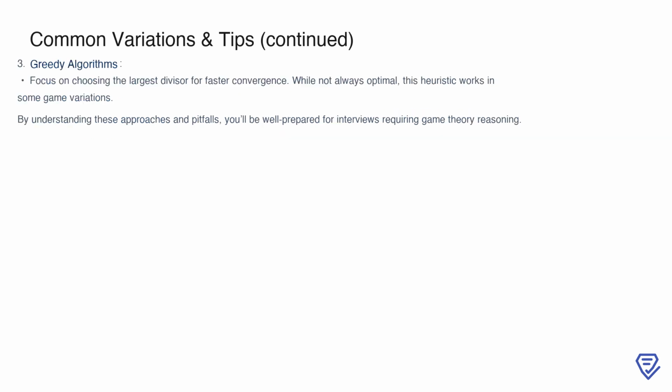Greedy algorithms also present an alternative approach, especially in variations of the game. These focus on choosing the largest divisor at each step to potentially achieve faster convergence. While this heuristic is not always optimal, it can work well in certain game scenarios. By understanding these different strategies and being aware of common pitfalls, you'll be better equipped to solve problems involving game theory. This depth of knowledge not only helps you tackle coding challenges effectively but also prepares you for interviews where reasoning through such scenarios is a key part of the evaluation process.